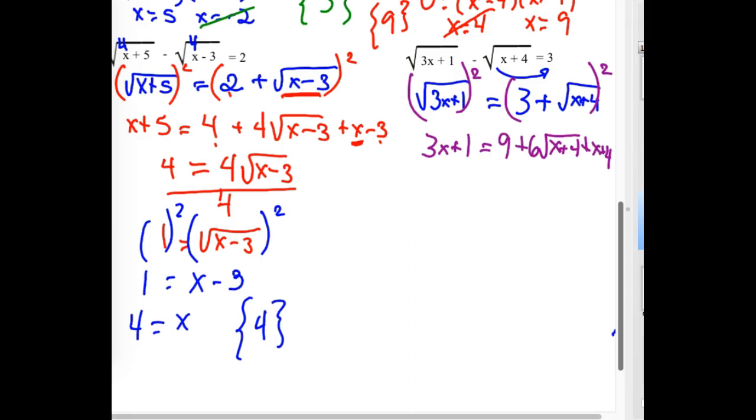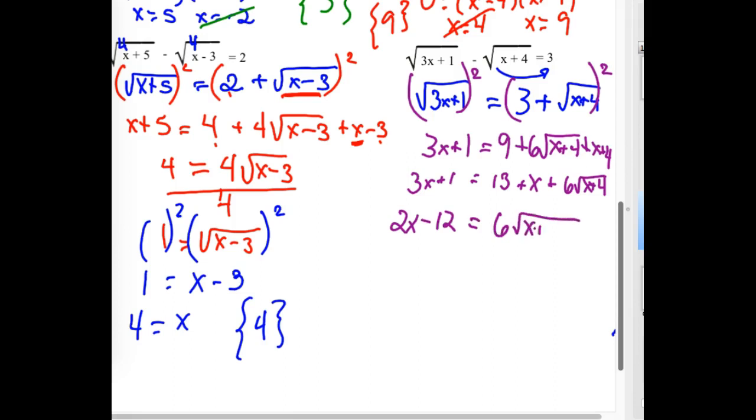Okay. Let's clean this up a little bit. 9 plus 4 is 13. So we have a 13, we have an x, and we have a 6 root x plus 4. All right, let's move what we can to the other side. I'm trying to isolate that square root that's left. So subtracting an x over leaves me 2x. Subtracting 13 over leaves me negative 12.